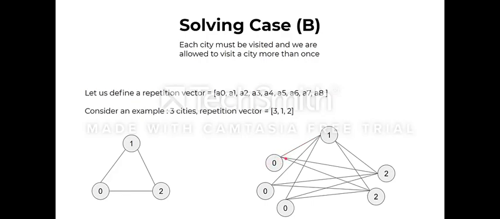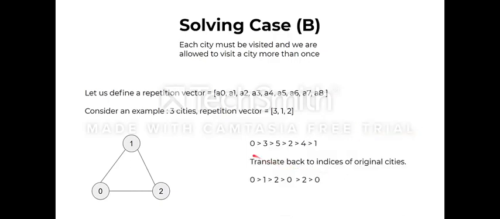We add edges such that for each pair, the cost of the edge would be the original cost, which was here. Now, we relabel the cities in this new graph so that each city is assigned a unique ID. Now, in this new graph, we can find a path which visits each city exactly once by using our previous PSO technique which we used to solve case A. Suppose this is the path that we obtained. These are the indices of the cities in this new graph. Now we can take these indices and translate back to the original cities.